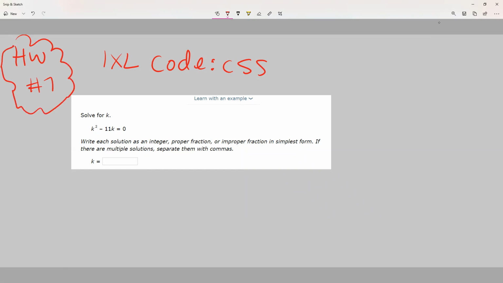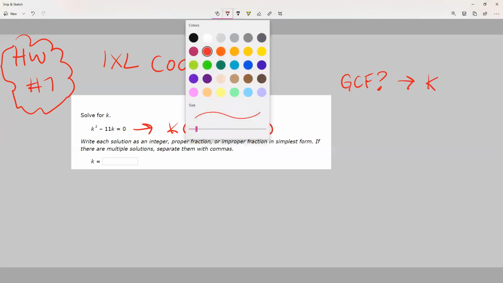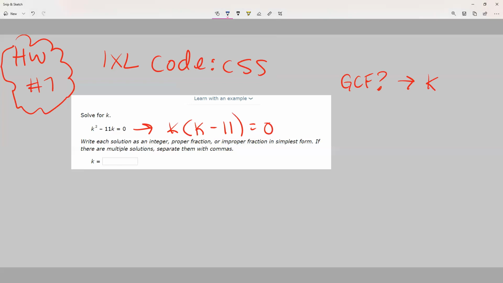So the first thing I'd want to check for is, is there a greatest common factor? It's easier for me to see probably just because I have done so many problems, but there is a K in common to both here. So the first thing I would need to do is take out that greatest common factor, which is just K. I'm going to factor out a K, and that leaves behind K minus 11. So this was my first step for the problem, which was to factor this all the way, which I did. I can't break it down any more than that, right?